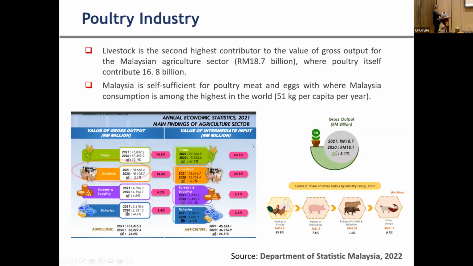It is around 80.7 billion, where poultry itself contributes about 16.8 billion. Malaysia is self-sufficient for poultry meat and eggs, where consumption is among the highest in the world, more than 50 kg per capita per year. The industry is run commercially by large-scale integrators and multinational corporations, and is an example of a success story in the livestock industry in the country, and could perhaps act as a model for the livestock industry.